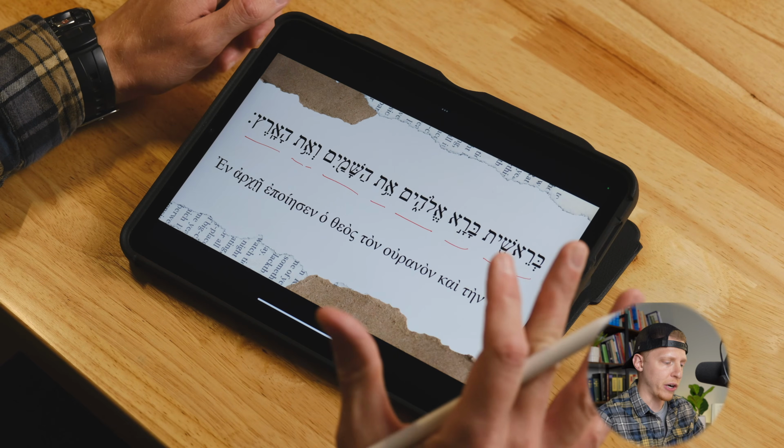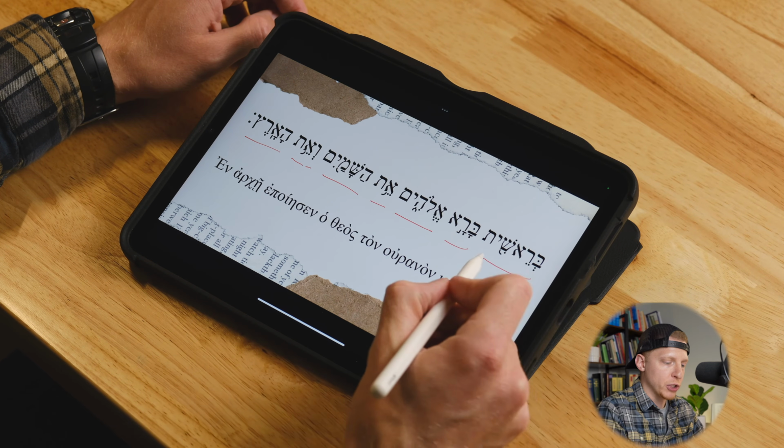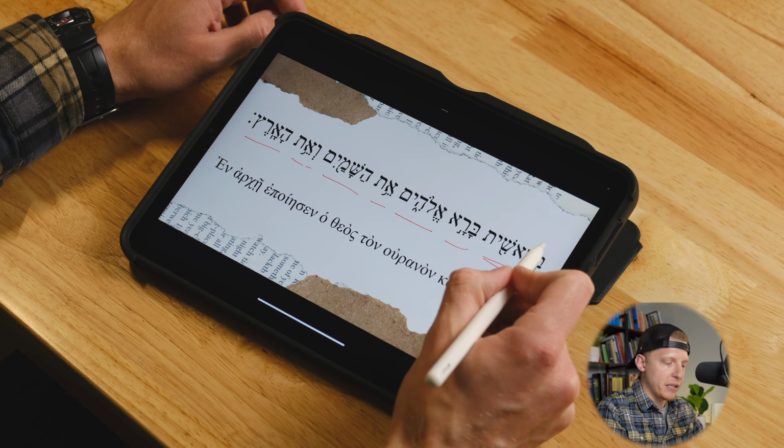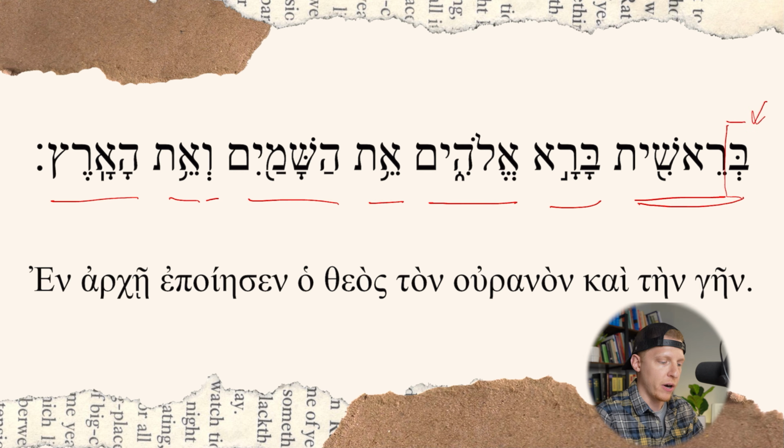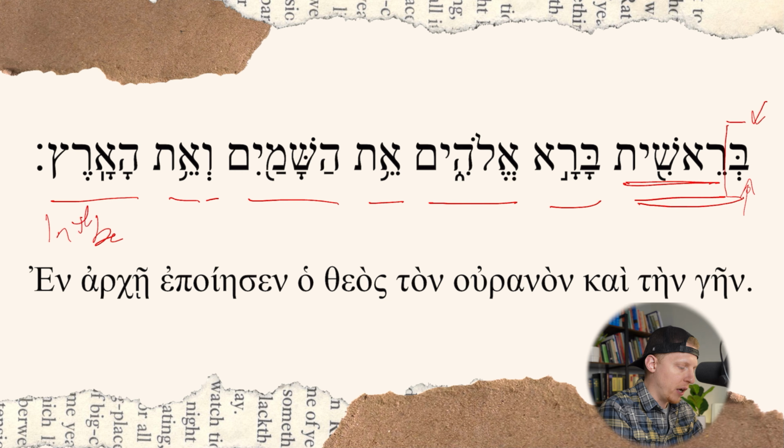So it begins here with this first prepositional phrase. Notice that we've got the beit preposition right here on the front, and then we've got our first word, reshit. So in, that's the beit here at the very beginning, and then reshit, which is beginning, in the beginning. You can forgive my terrible handwriting here.